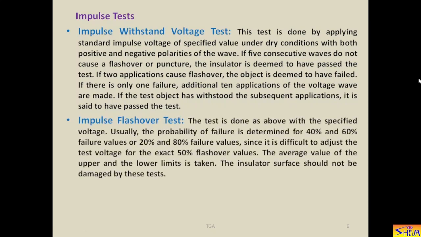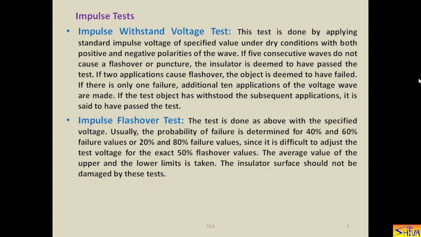Then impulse flashover test. The test is done as above with the specified voltage. Usually the probability of failure is determined for 40% and 60% failure values or 20% and 80% failure values, since it is difficult to adjust the test voltage for the exact 50% flashover value. The average value of the upper and the lower limits is taken. The insulator surface should not be damaged by these tests.